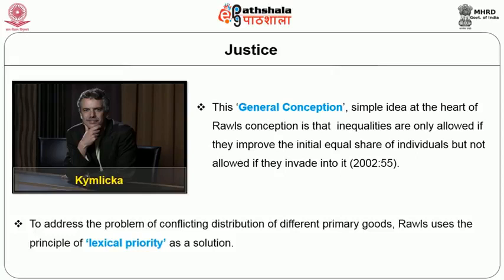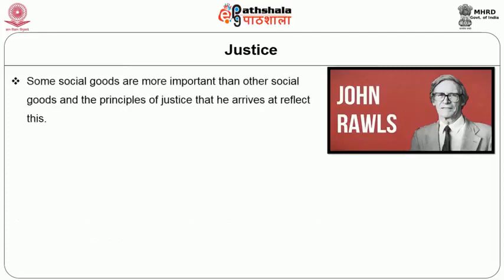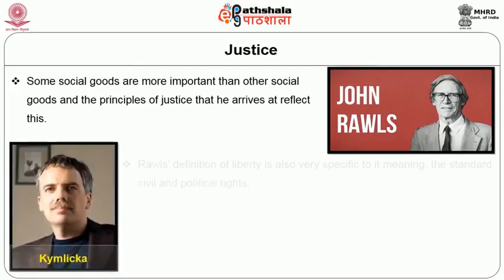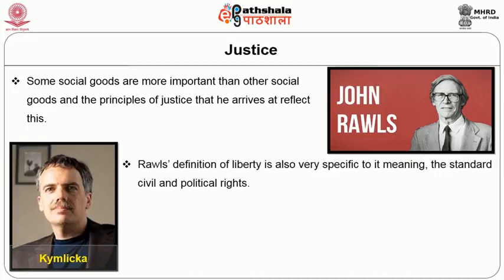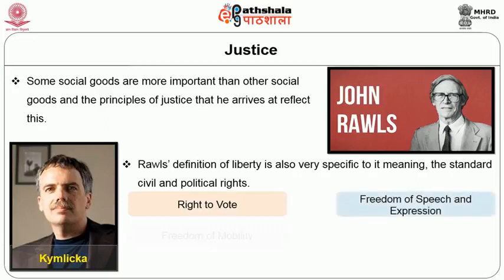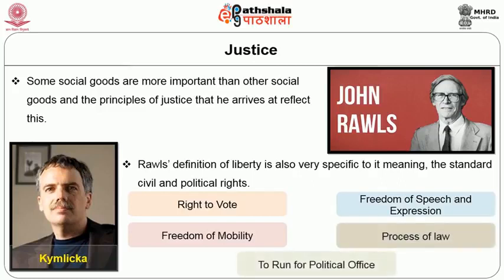To address the problem of conflicting distribution of different primary goods, Rawls uses the principle of lexical priority as a solution. Thus, in his framework, Rawls clearly establishes that some social goods are more important than other social goods, and the principles of justice that he arrives at reflect this. As Kymlicka points out, Rawls' definition of liberty is also very specific in its meaning: the standard civil and political rights like the right to vote, freedom of speech and expression, freedom of mobility, due process of law, and the right to run for political office.